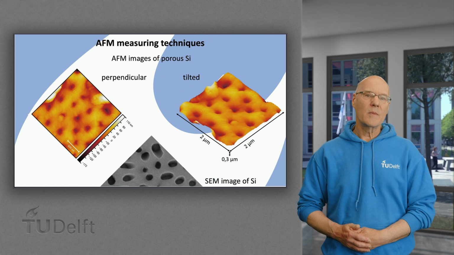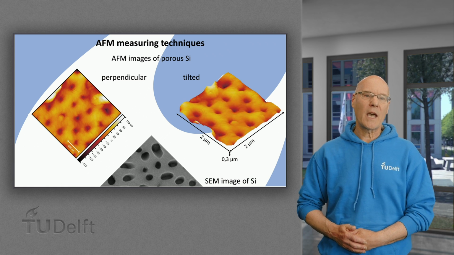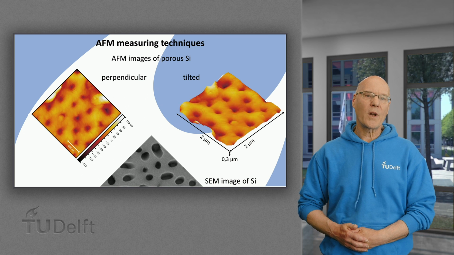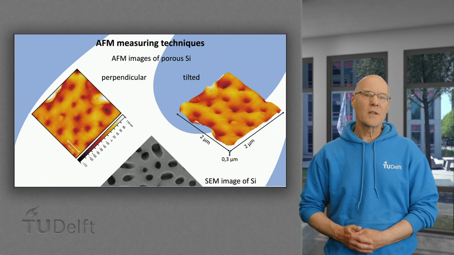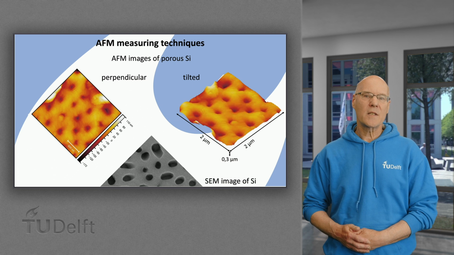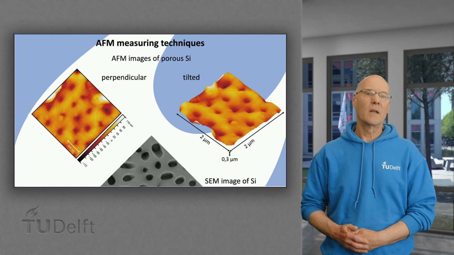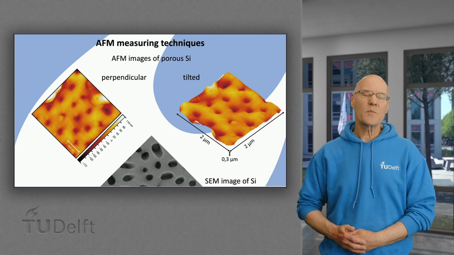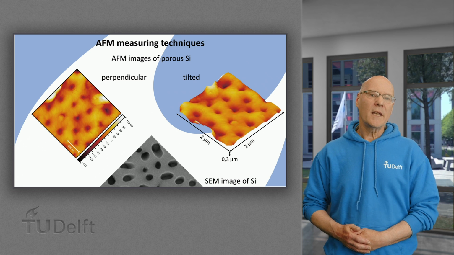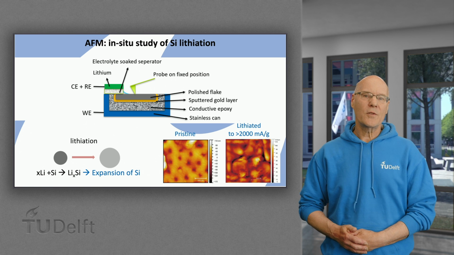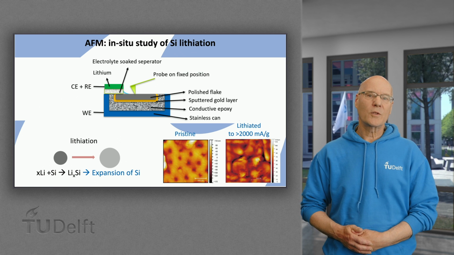But with SEM, it is hard to monitor the behavior of silicon during operation in an electrochemical cell, such as a battery. This is because a cell does not operate under vacuum. With AFM, it is possible. In another setup, we too used AFM as an electrochemical tool.